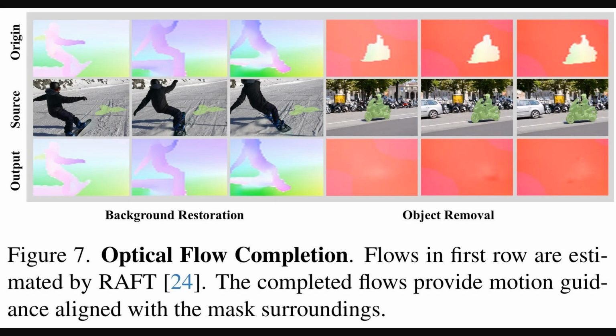Okay, so we just saw how important that flow adapter is for getting good results in Figure 8. Now, Figure 7 actually shows us the input to that adapter, the completed optical flow itself. You can see the original flow estimated by Raft in the top row, the source video with the mask in the middle, and then importantly, the output flow from FloED's dedicated flow branch in the bottom row. It shows this for both background restoration and object removal, and you can see how the flow branch effectively fills in plausible motion information where the mask was, creating that guidance signal.